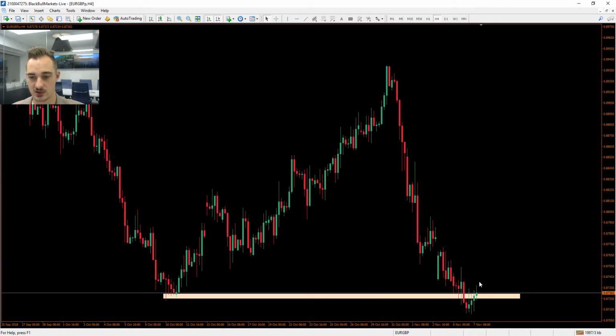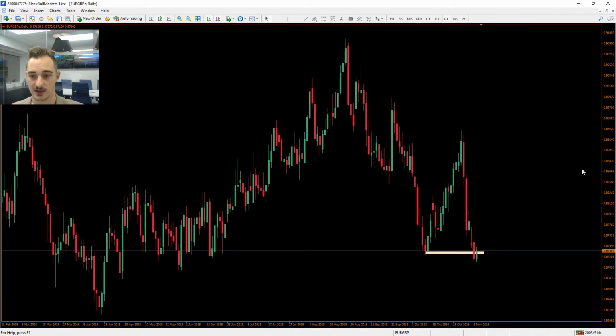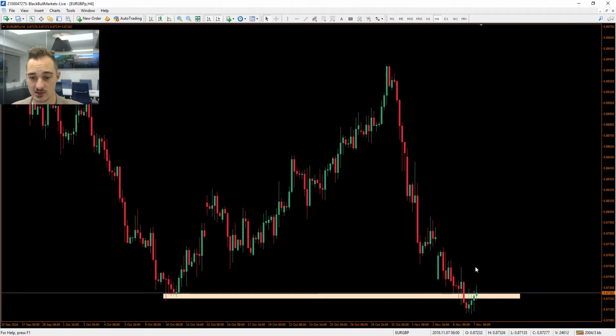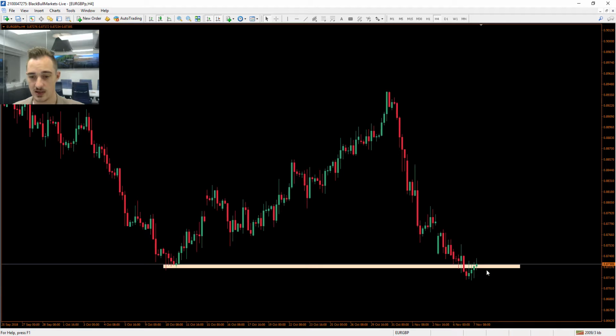But this is just stalling on that zone, so this could still make that double bottom further to the upside. If it does bounce or hold the support or resistance area, we could look for it to go further downwards.